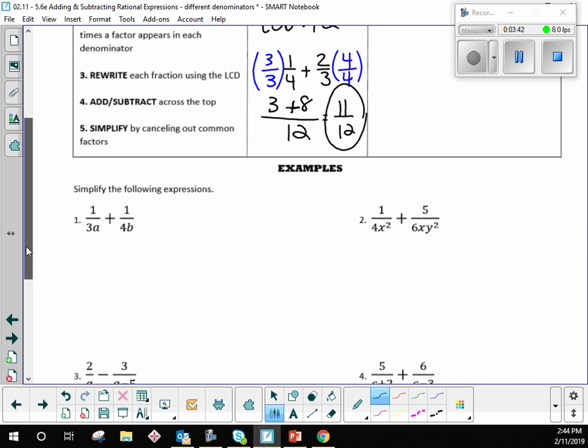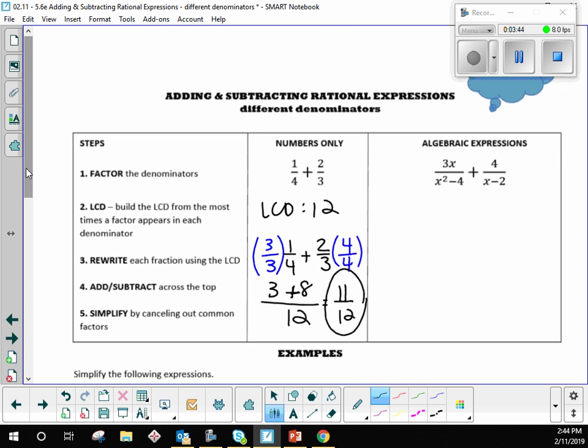And so what I'm going to do this time, when I'm trying to figure out the LCD, is I'm first going to start by factoring the denominators. So we can see all the factors that build up each denominator. So in this first example, how do I factor this denominator, x squared minus 4? Okay, that's difference of squares, right? And for the second denominator, it doesn't factor at all.